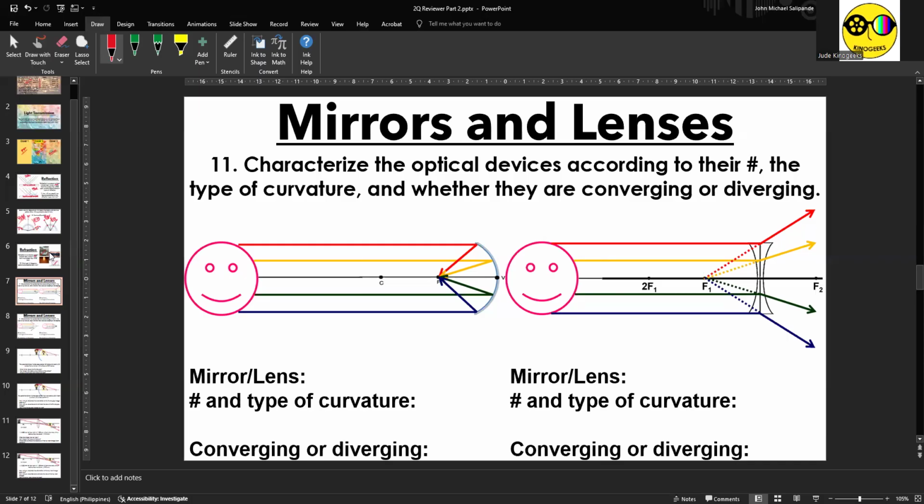You have the smiley face placed in front of a mirror with one curvature inward. Okay, so because you have one curvature, this is a mirror, and you have an inward curvature, then therefore this is a concave mirror. And you have actual light rays bouncing at the mirror and then intersecting at the focus. So therefore, a concave mirror is considered converging.